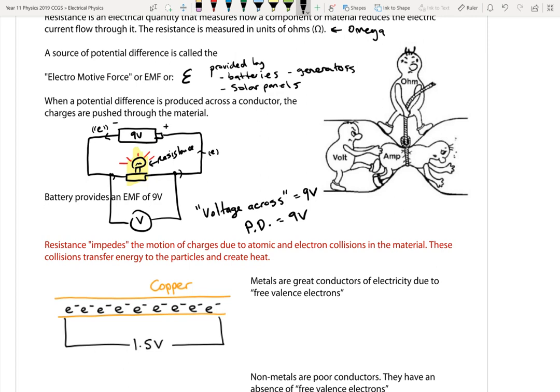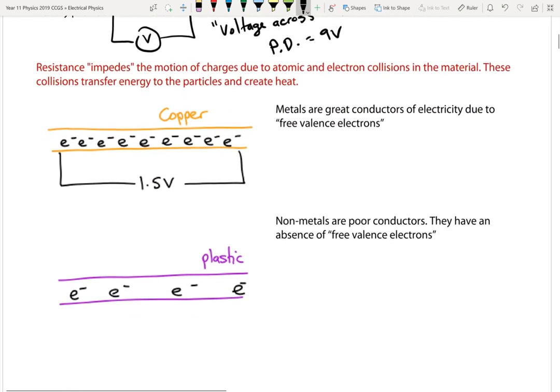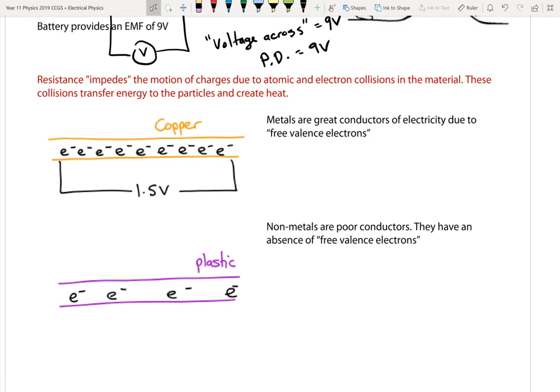All right. Let's just get a little bit tricky with chemistry. The reason why we have this impedance is because the electrons have to jump across atoms.